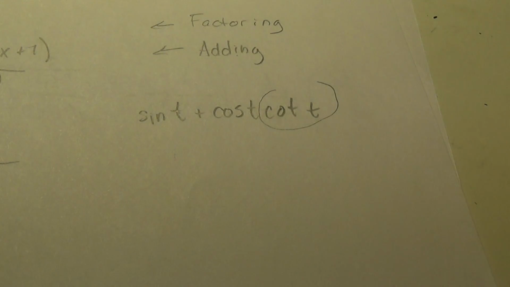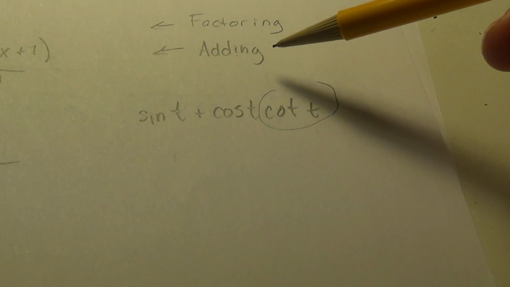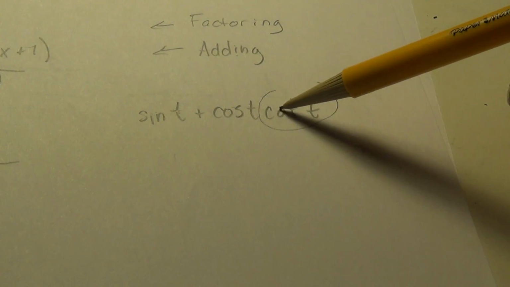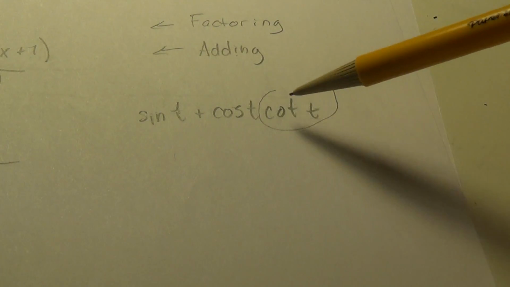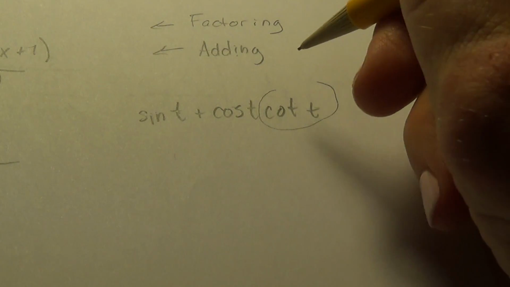Okay, here we are on part 2. We're going to be adding. I'm just going to do one example. So the problem is sine t plus cosine t times cotangent t. Get used to any old variable. So t is often used in physics for time, so it's nice to practice with it.